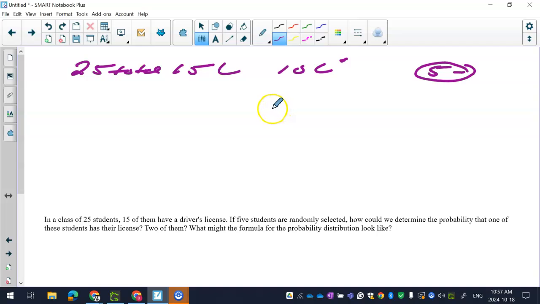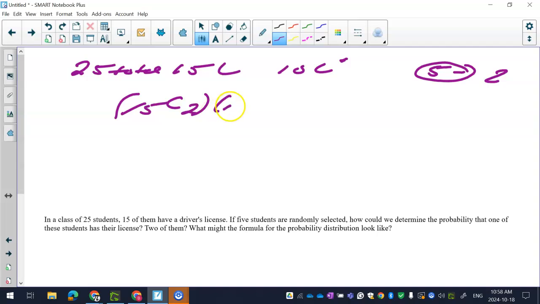Okay, so to do that, this is dependent because when I take a kid out of the group, as soon as I take one out, what's left over, if he has a license, now I'm down to 14 kids with a license. If he doesn't have a license, I still have 15 with a license, but I only have 9 without a license. So each kid I take out changes the composition of the next group of kids that I'm choosing from, okay? So that's why we call it a dependent event, okay? So now I want to have exactly 2 with success. So of the 15 kids with a license, I'm going to choose 2 of them, all right?